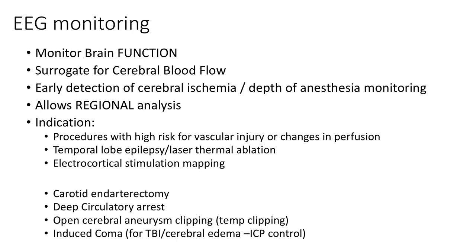As an example, a carotid endarterectomy would be the prime example for when you want to monitor cerebral blood flow and you're using EEG as a surrogate for that. Deep circulatory arrest: when am I deep enough to protect the brain? Open cerebral aneurysm clipping, also here for identifying brain ischemia, regional brain ischemia. And EEG is also used in the ICU to induce coma, either for traumatic brain injury, cerebral edema, or ICP control.